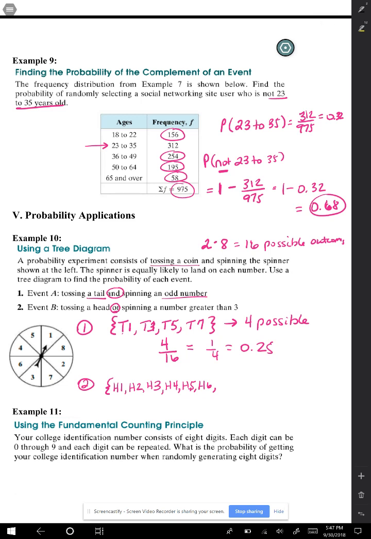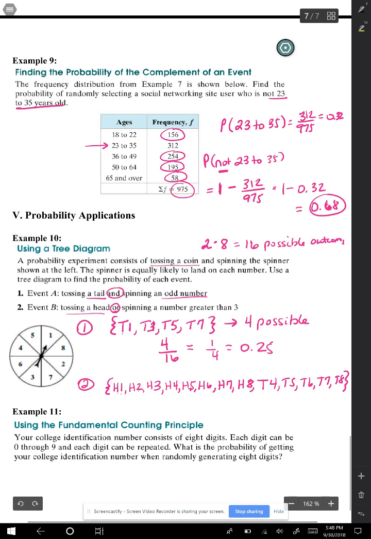So on spinning the number greater than 3, oops, I didn't go all the way up to 8. I was thinking about the die still. Okay, so we can get anything with a heads 1, heads 2, heads 3, all the way up to heads 8, or spinning a number greater than 3. So on the number greater than 3, it could be heads or tails. So it could be tails and a 4, tails and a 5, tails 6, tails 7, tails 8. So this would be all the possible outcomes that would have either a head or a number greater than 3. Or it could be both heads and greater than 3. But when it says or, it's either heads or greater than 3, and you're adding all those possibilities together.